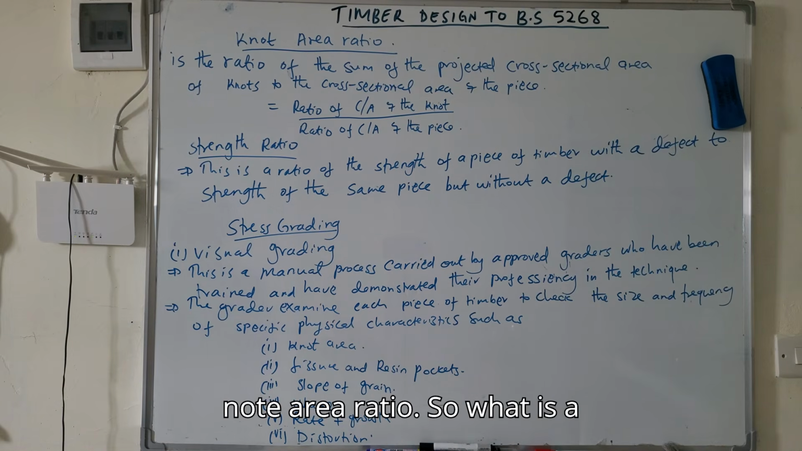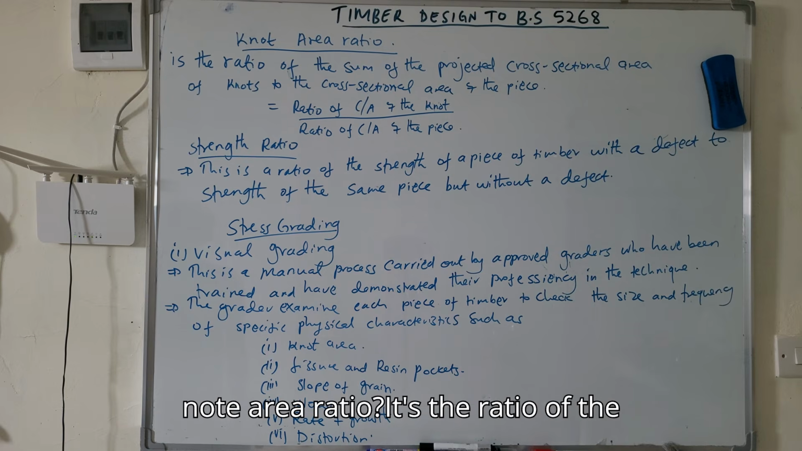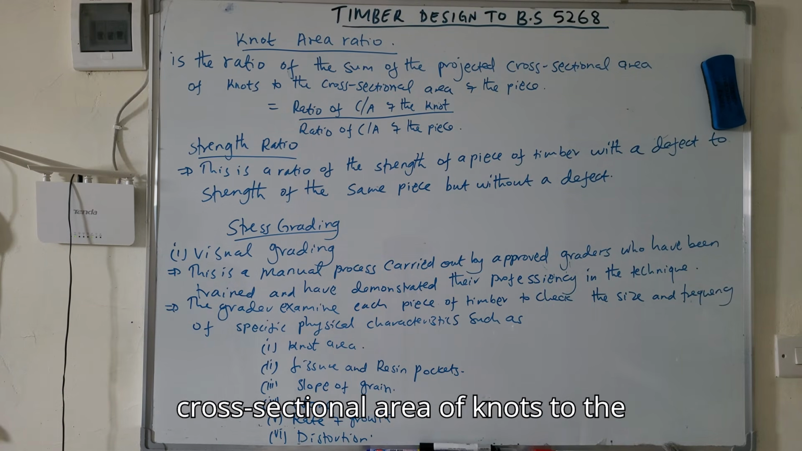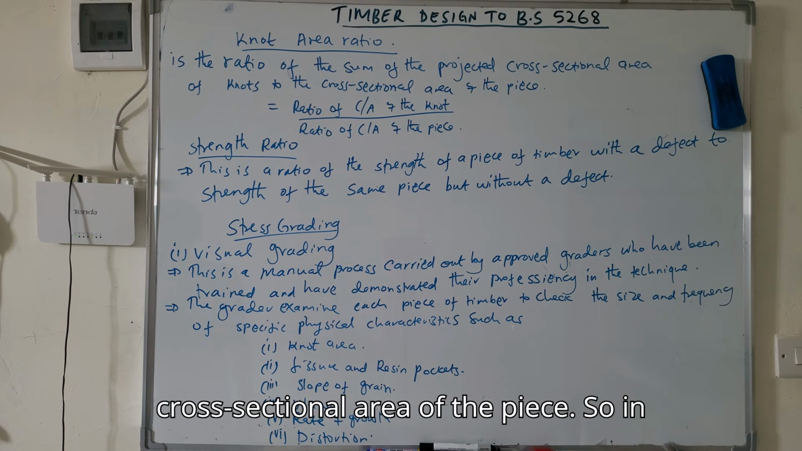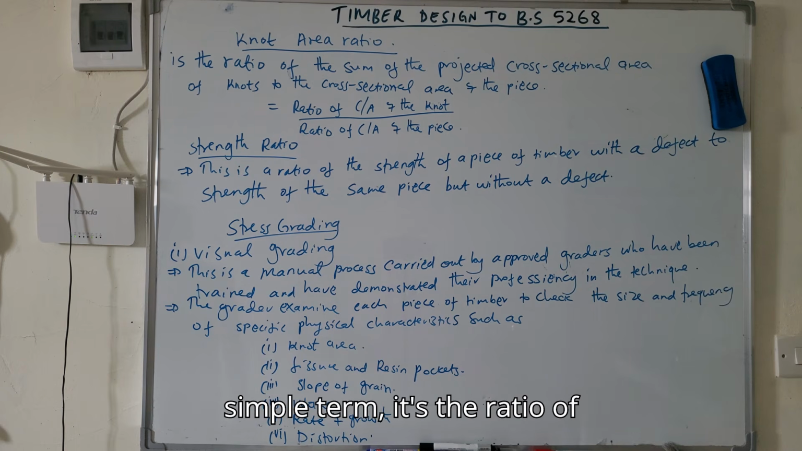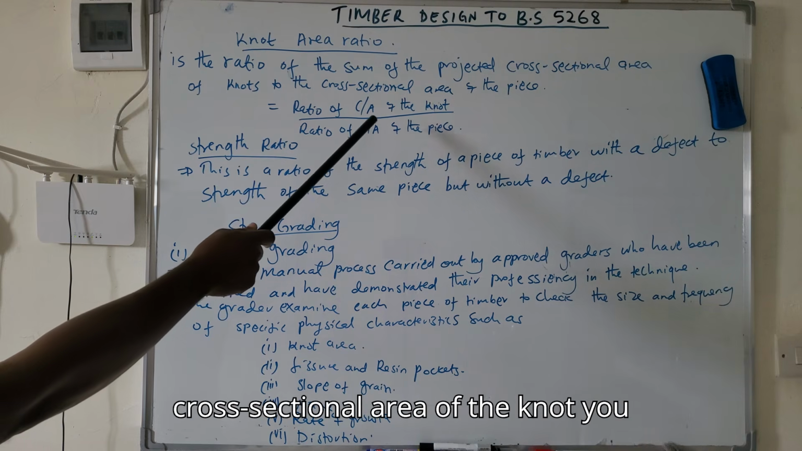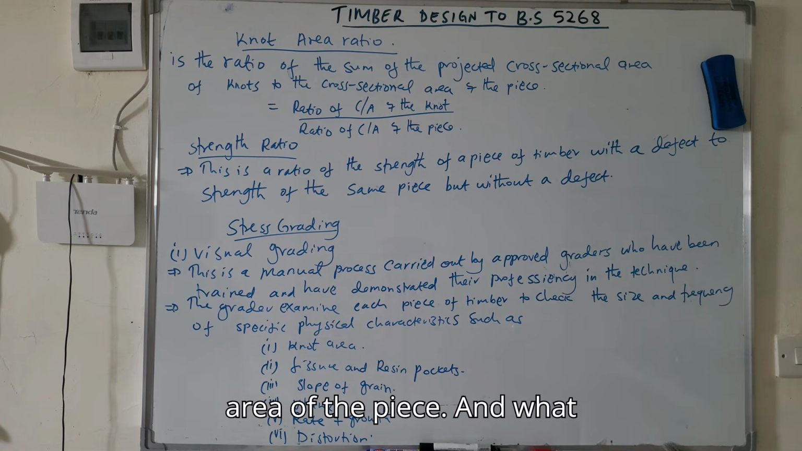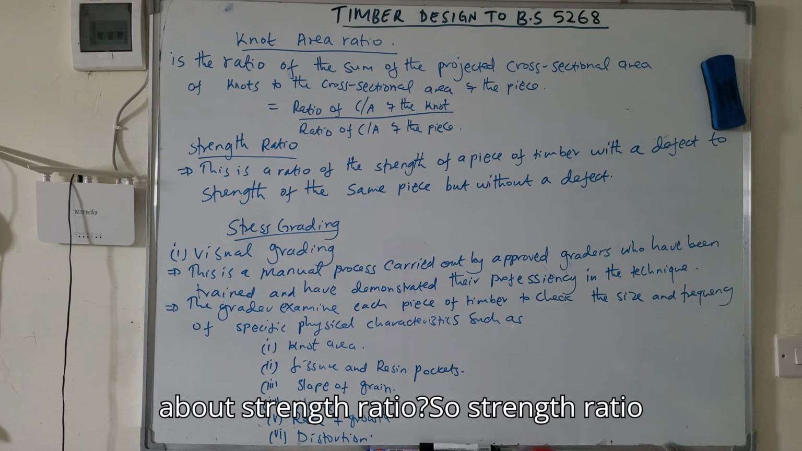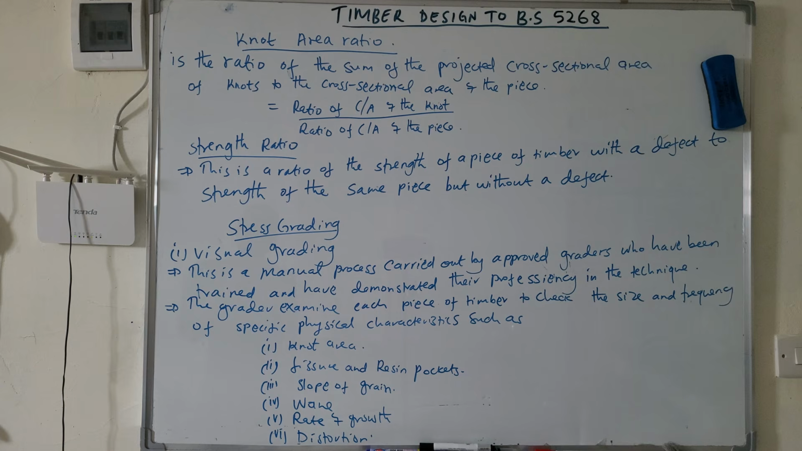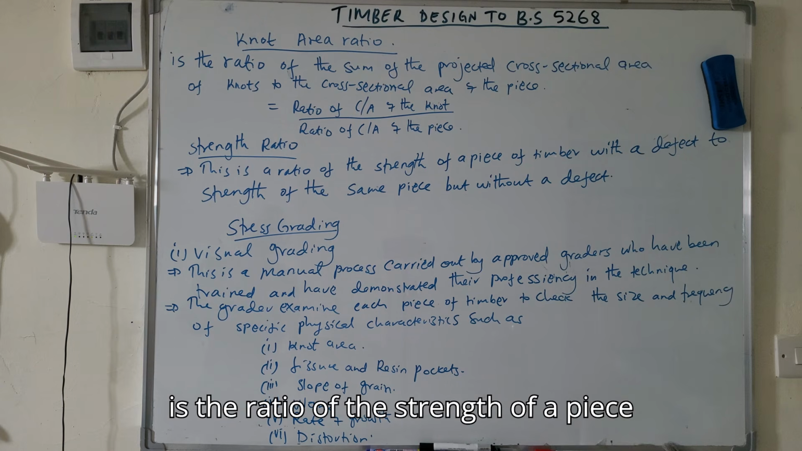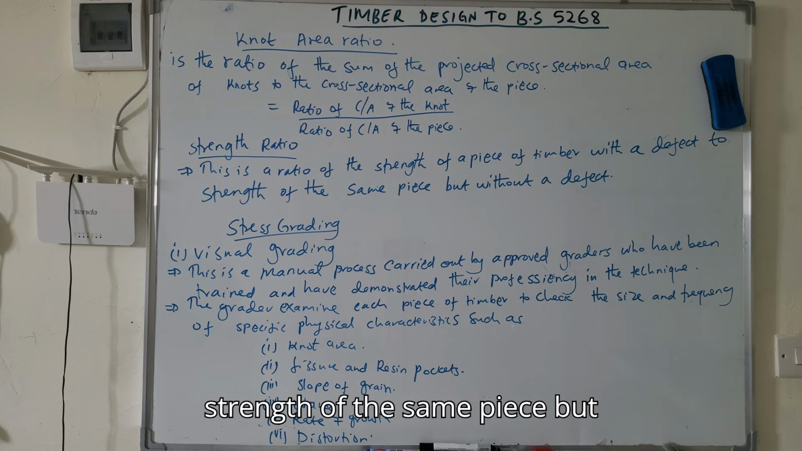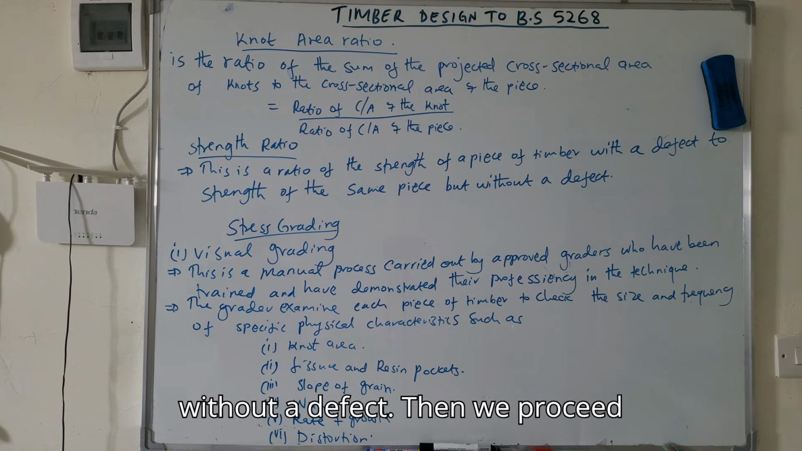Knot area ratio. So what is a knot area ratio? It's the ratio of the sum of the projected cross-sectional area of knots to the cross-sectional area of the piece. In simple terms, it's the cross-sectional area of the knot divided by the cross-sectional area of the piece. And what about strength ratio? Strength ratio is the ratio of the strength of a piece of timber with a defect to the strength of the same piece but without a defect.